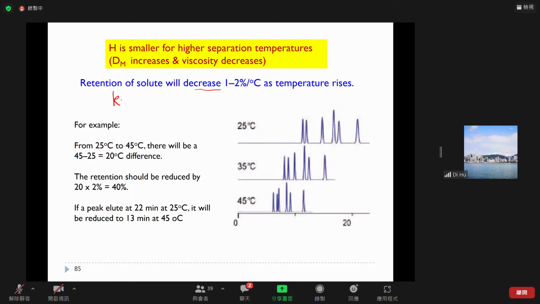And you can see here at 25 degrees C, the peaks are well separated. When it increases from 25 to 45, the retention time for the peak that eluted at 22 now elutes at 13. So it reduced a lot, right? That means much faster now.